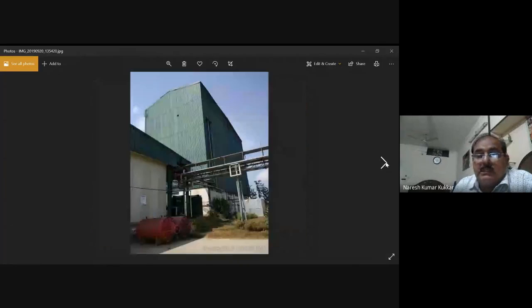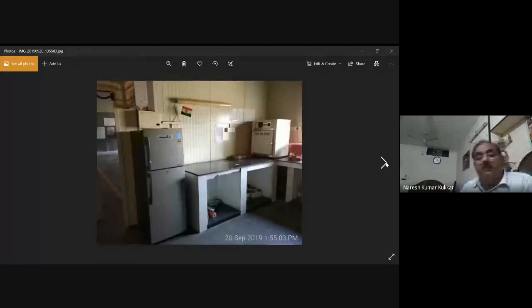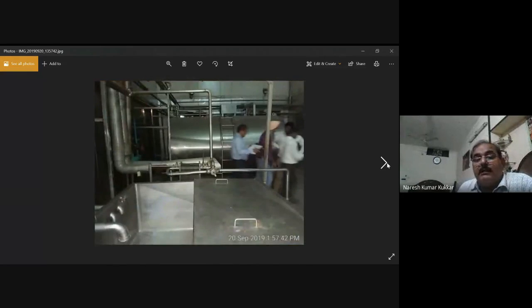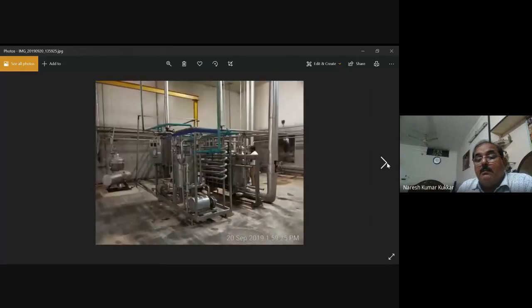Now I want to share this main dairy plant. Entry of the dairy plant. This is the entry to the dairy plant, a basic dairy plant. Storage tanks for dairy. These are the storage tanks. Pasteurizer unit we have checked.